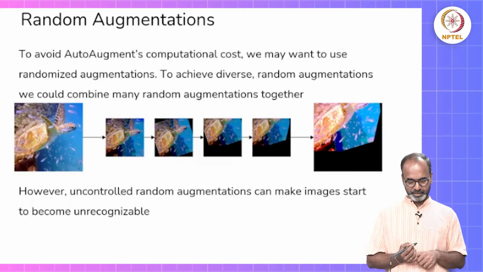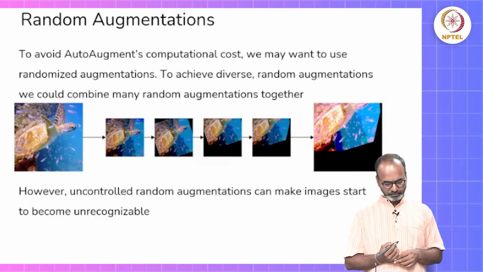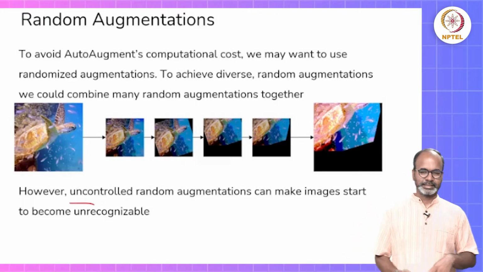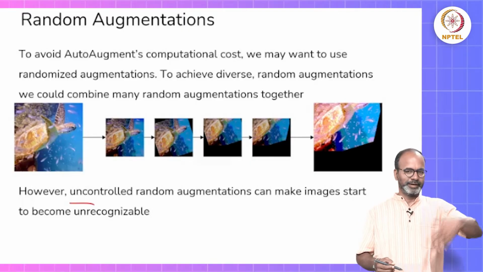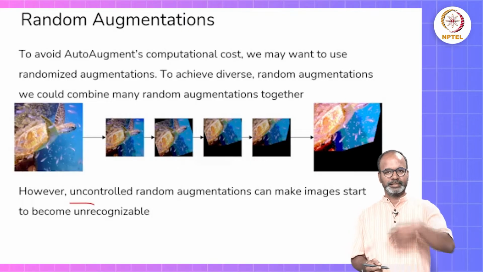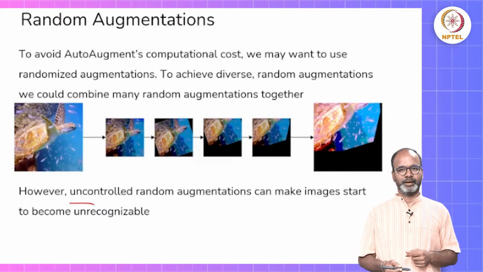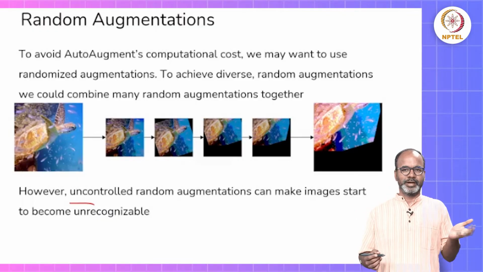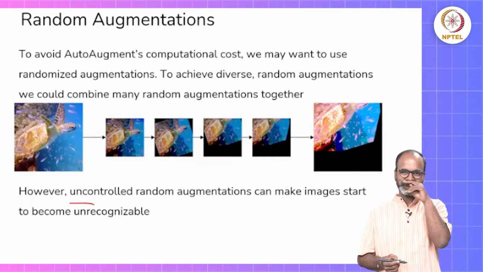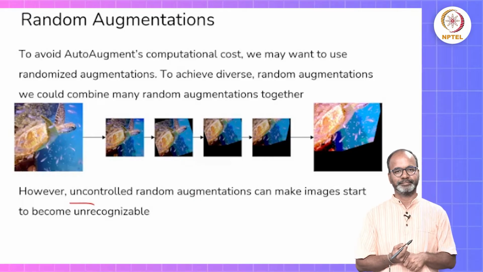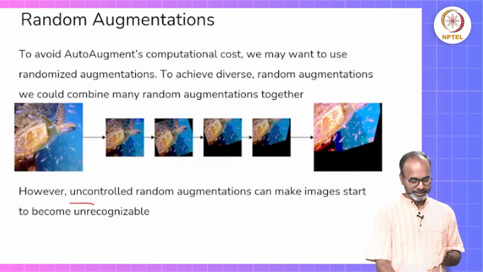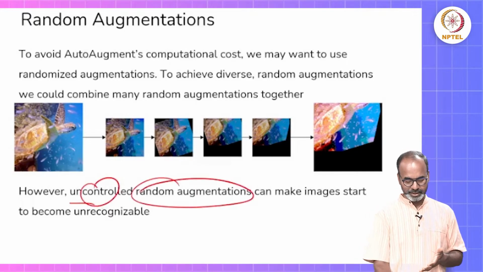Uncontrolled randomization can make images start to become unrecognizable. Let's take if you just don't control the randomization. Any random changes are allowed within a set of random processes. At some point in time, the image may become unrecognizable, right? That could happen. You have to be careful. So the idea is that you want to have a controlled random augmentation.